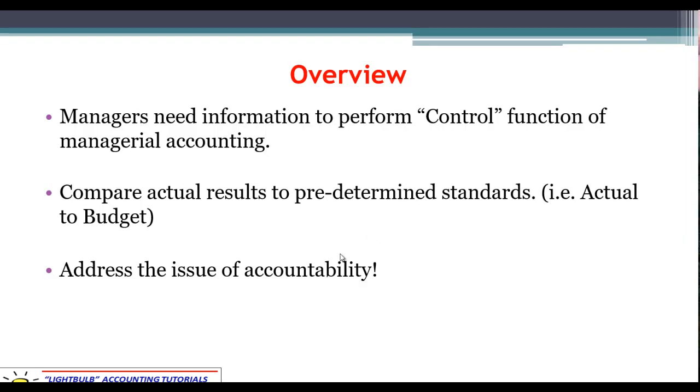So as an overview here, we know that when managers are reviewing the information from their internal accounting systems, they need to be able to make sure they can control the various other managers, the employees, the activities in general. To be able to control, they have to be able to compare what's actually happening to what was supposed to be happening. So they need to take a look, is everything going according to plan, or are we over budget, under budget? So we're talking about accountability, holding other users accountable for their responsibilities.